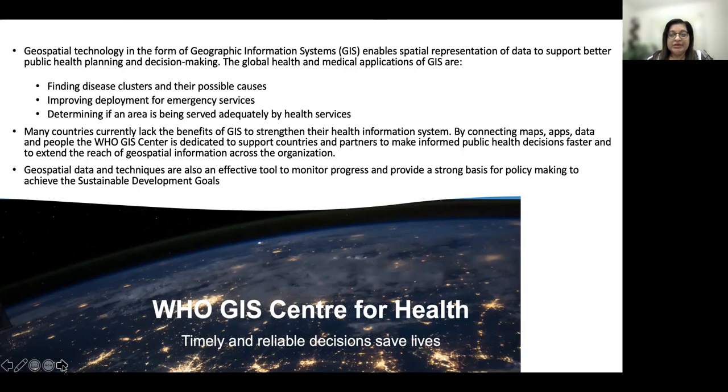So by connecting maps, apps, data, and people, the WHO, or World Health Organization's GIS Center, is supporting countries and partners to make informed public health decisions faster and to extend the reach of geospatial information across the organization. Geospatial data and techniques are also an effective tool to monitor progress and provide a strong basis for policymaking to achieve sustainable development goals.